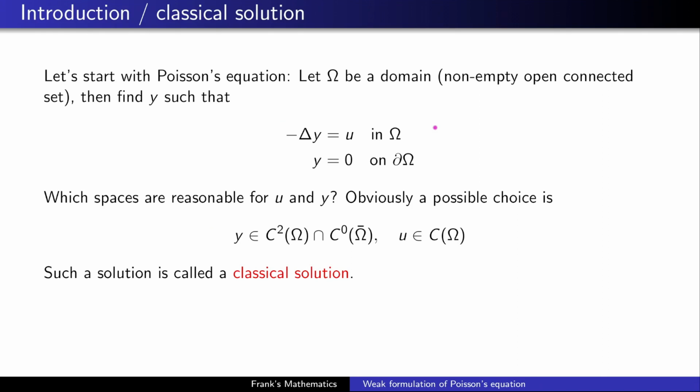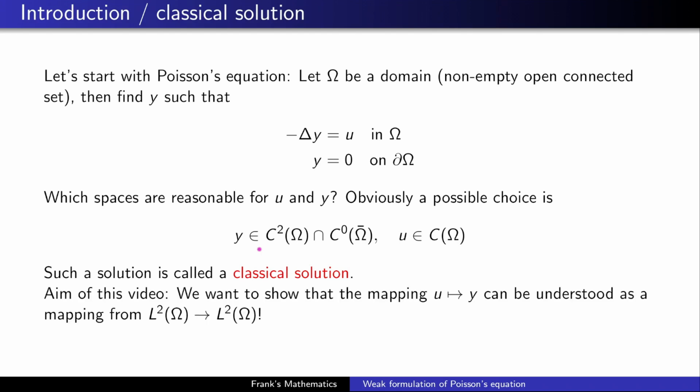However, just look at the spaces here, they are super restrictive, and in fact in this video we want to show that the mapping which maps u to y can be understood as a mapping from L2 to L2, so it's just the quadratically Lebesgue integrable functions. This is just the space L2. This of course is a much nicer interpretation of this Laplace operator here, or of this Poisson's equation here, and this gives rise to many applications in optimization and, well, many more.